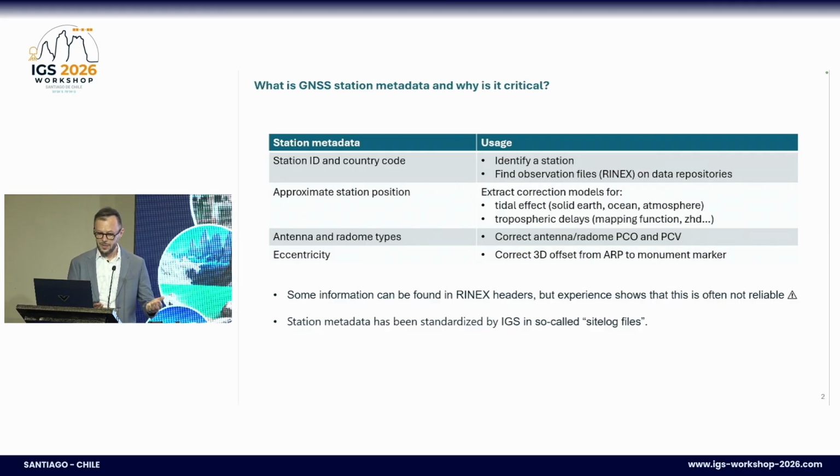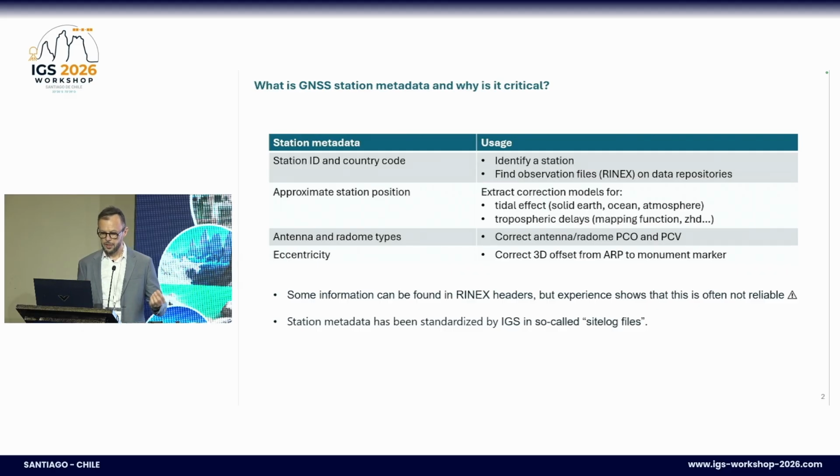When the station has the same name, of course, we can rely on the position, but station metadata usually includes also approximate position, and approximate is an important point here. This information is used at the processing level to extract correction models, like tidal effects, tropospheric delays. Of course, antenna and radome types are very important because they are needed to correct phase center offset and variations. And eccentricity is also important to bring the complete position to the monument marker.